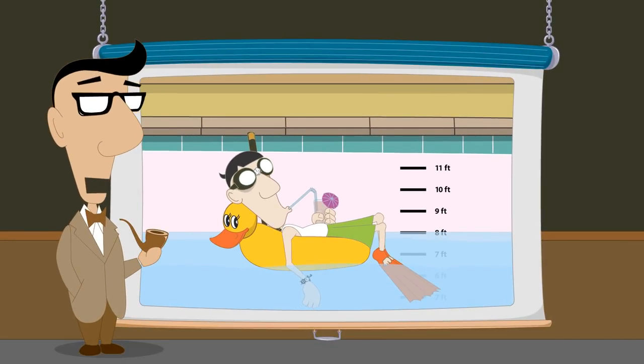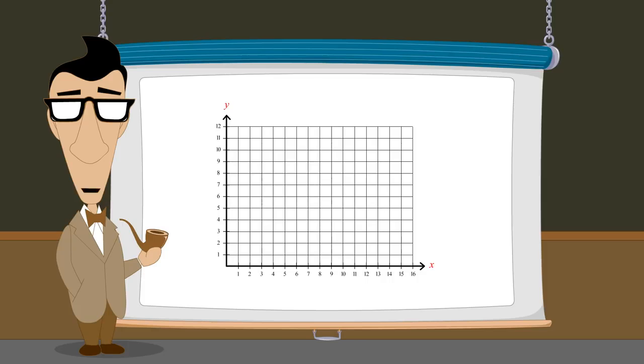Well, it looks like ace algebra student A.V. Geekman may be in hot water. Will the pool be empty by 8 p.m.? If we graph the water depth versus time, we might be able to figure out how long it will take for the pool to completely drain.